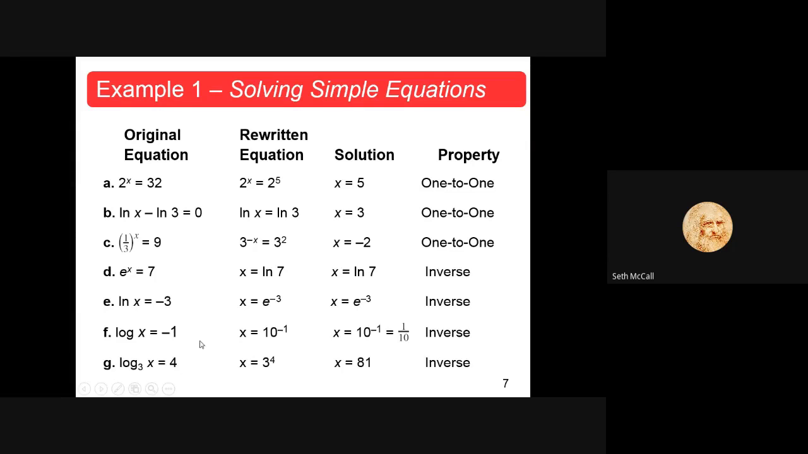And the last one to this part is log base 3 of x equals 4. Once again, the variable is being logged. Therefore, you're going to move it from logarithmic form into exponential form. This is log base 3. So we're going to start with the base 3. It's 3 to the fourth equals x. So you can see x equals 3 to the fourth, and 3 to the fourth is 81.